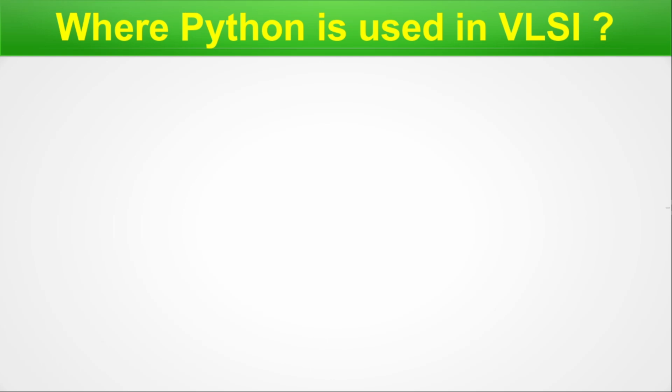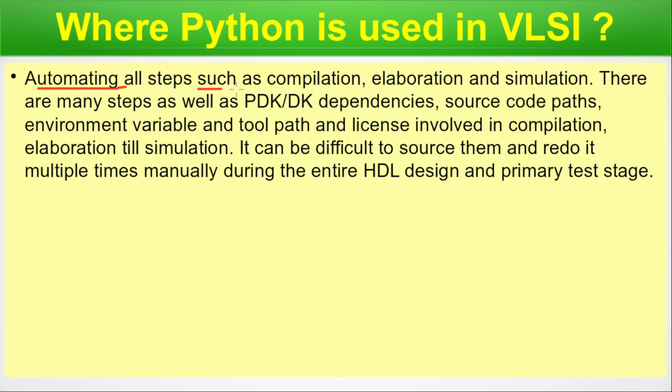Obviously, this is not an exhaustive list. There can be many applications even beyond the things we are discussing in this slide. Please keep an open mind. The first is automating all steps such as compilation, elaboration, and simulation. Recently, we published an episode on Makefile, which is used as an inherent automation for these three steps. However, there can be scenarios where these needs are fulfilled by Python, and hence the automation of compilation, elaboration, and simulation is taken care of by Python.